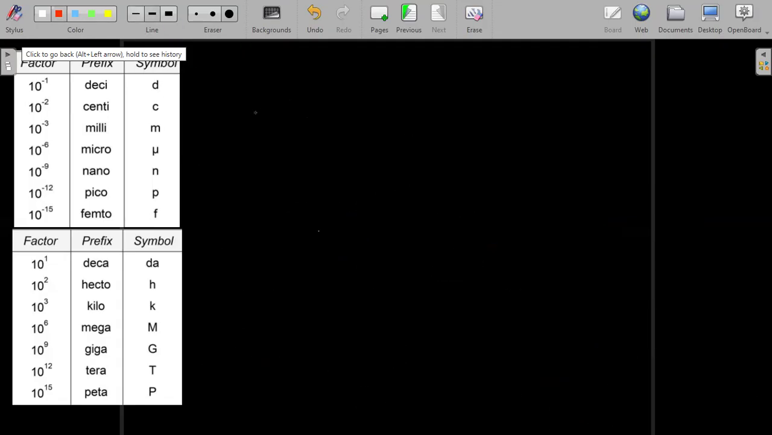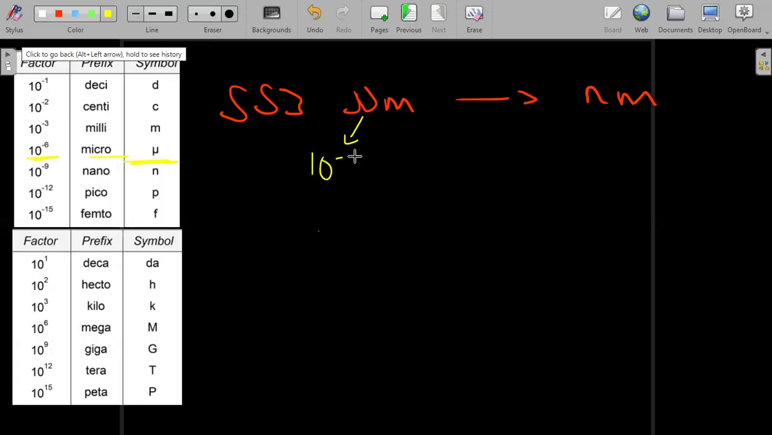Okay, so another example, let's have 553 micrometers, and then we are changing this to nanometers. So what are we going to do? We first of all have to get the values of these. Here is the micro. Remember, where is it? This one here. This is simple. It's the micro. So what value does it have? 10 to the power minus 6. And then this is the nano. So nano here has 10 to the power minus 9.